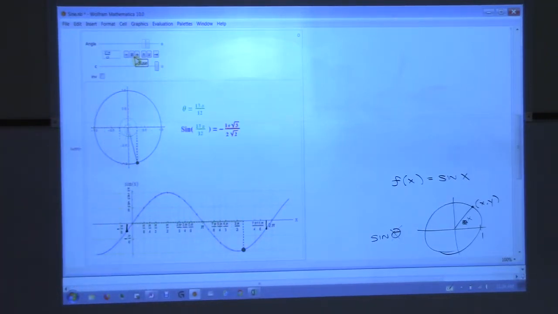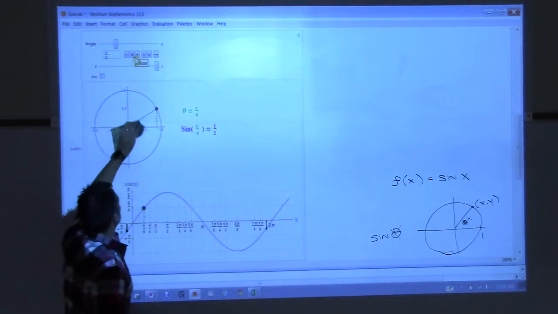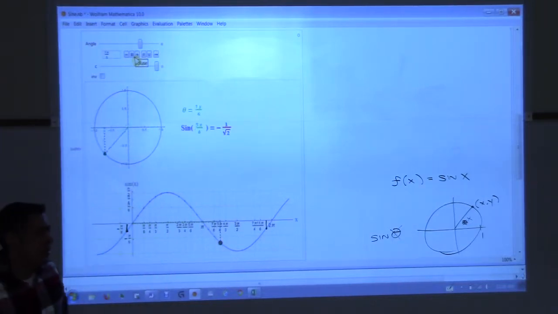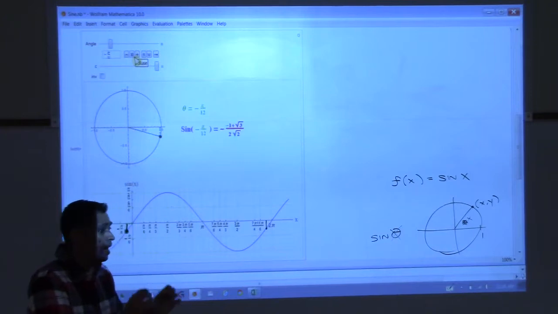And this is using just the unit circle though, right? This is just the unit circle, which is fine because remember, all the 6 trig functions can be defined on the unit circle.